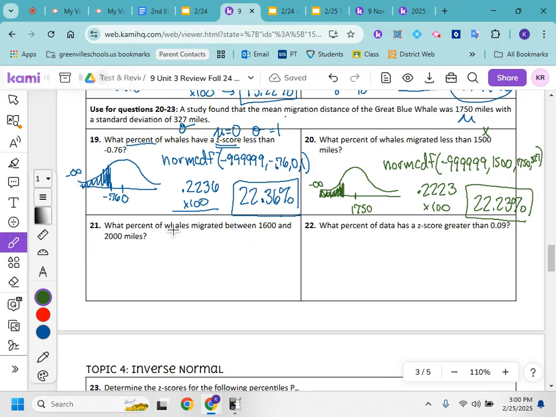What percent of whales migrated between 1,600 and 2,000? So in between, normal CDF. 1,600 is our lowest number. 2,000 is our upper. These are X values. So we're using the mean of 1,750 and the standard deviation of 327.